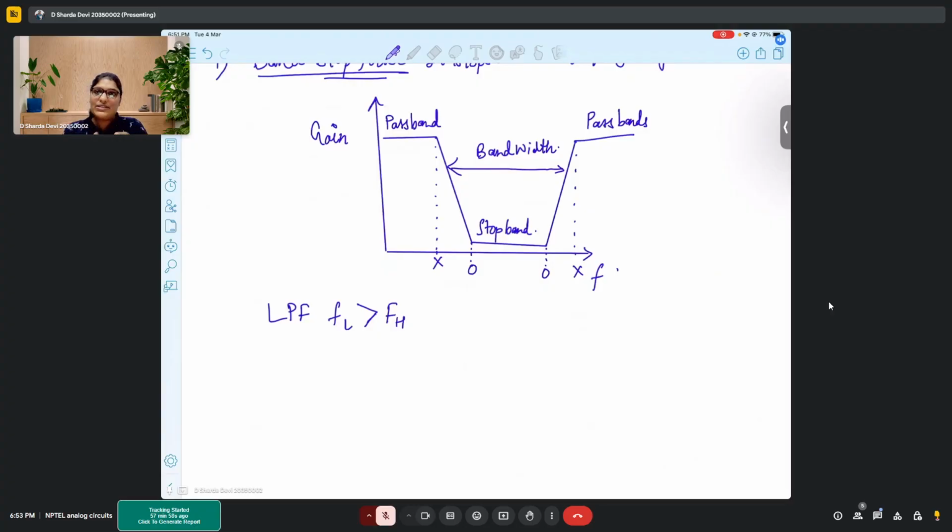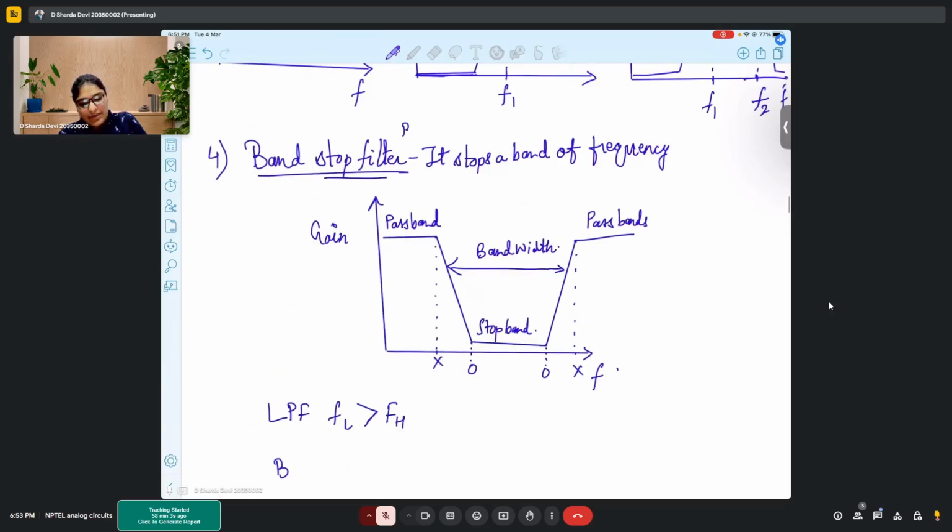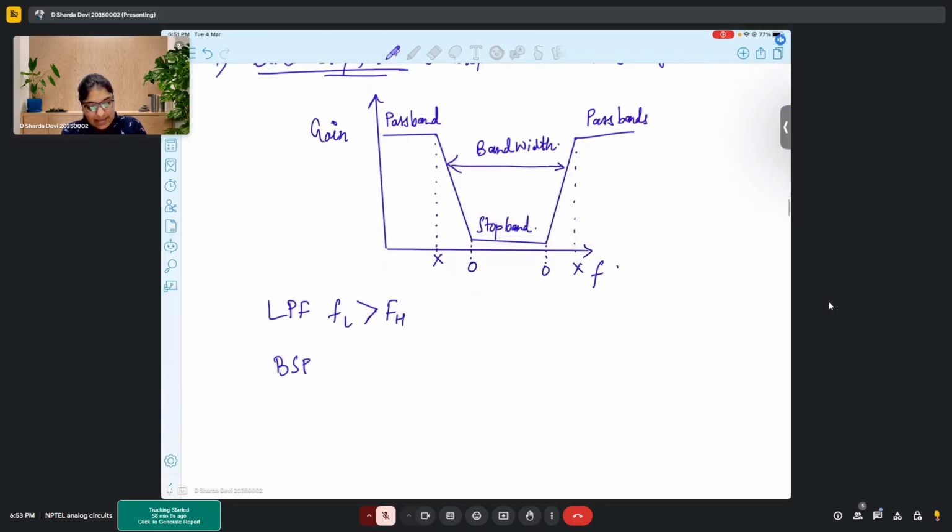So what is the sequence in which you will use the filters for the band stop filter? BSF, okay? So for BSF, how would you design it? So first you will use a low pass filter, then followed by a high pass filter. Okay, if you have a low pass filter followed by a high pass filter, would you get this behavior? What do you think?